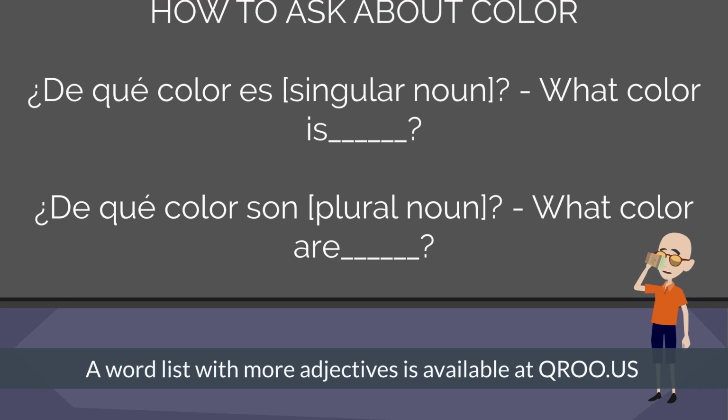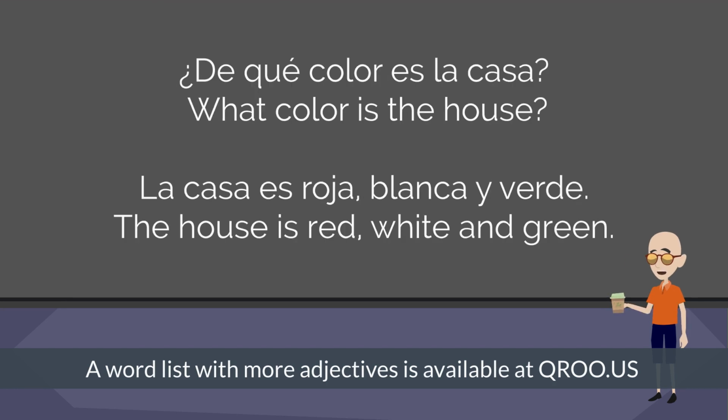Here are two useful plug-and-play phrases if you want to ask what color something is. De qué color es plus singular noun, and de qué color son plus plural noun. I always think it helps to see things in a sentence, so here you go. ¿De qué color es la casa? What color is the house? La casa es roja, blanca y verde. The house is red, white, and green.